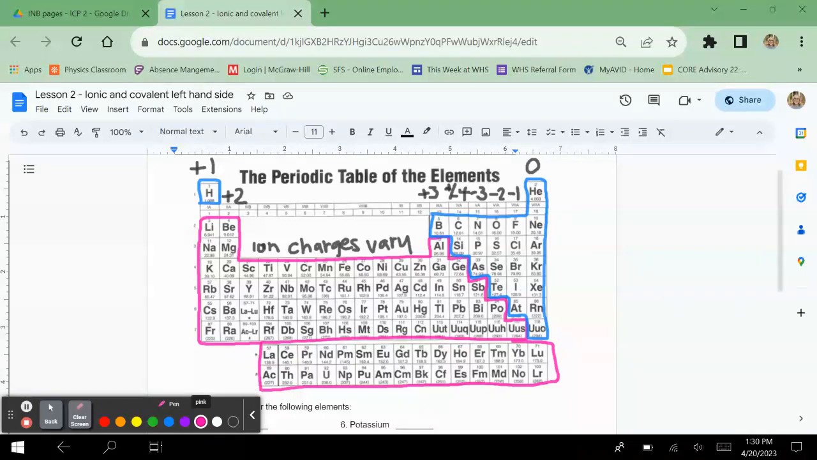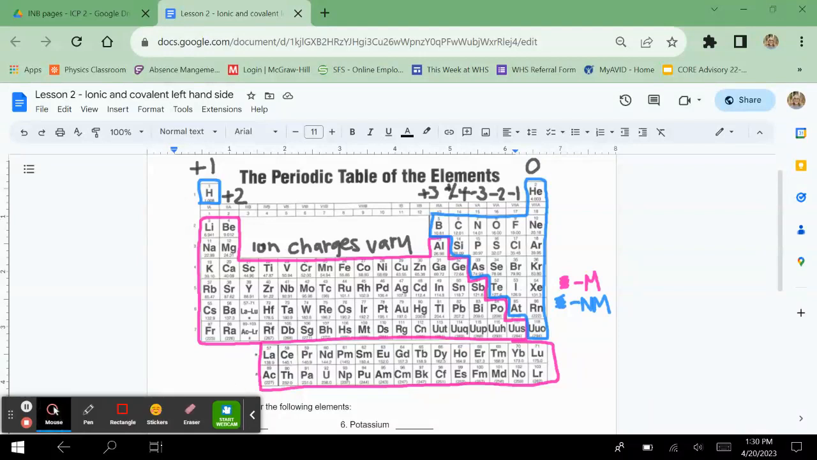You also want to make a little key off to the side. So pink are my metals and blue are my non-metals. Okay, so you have that off to the side. So that's the top of the page. That's what you're doing with the top of the page.